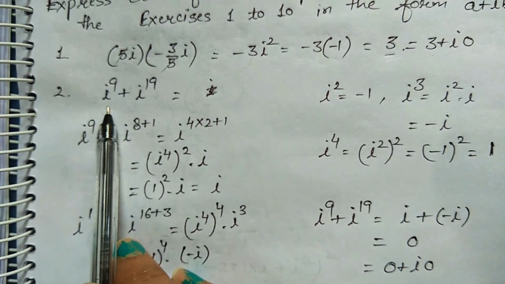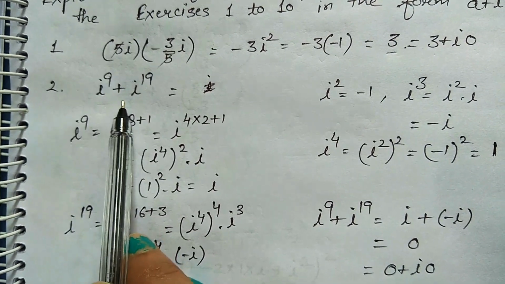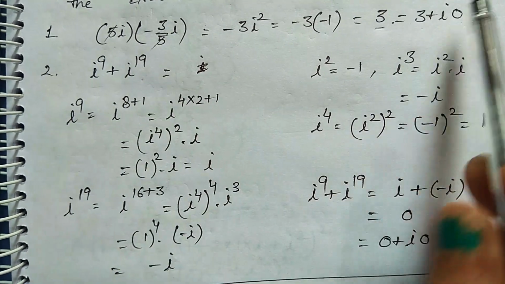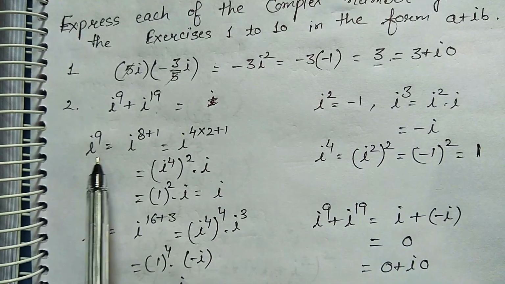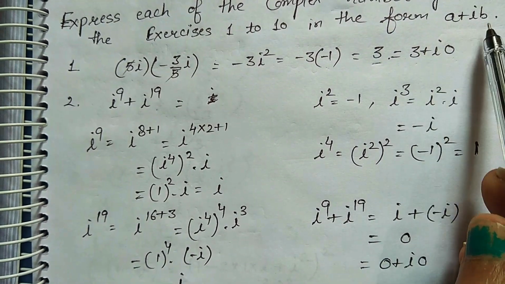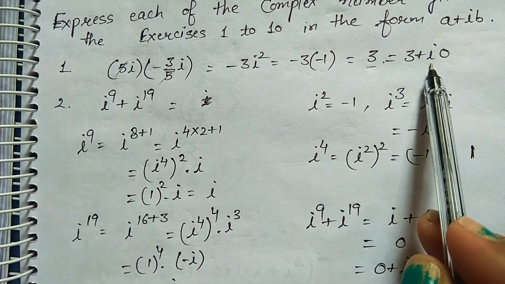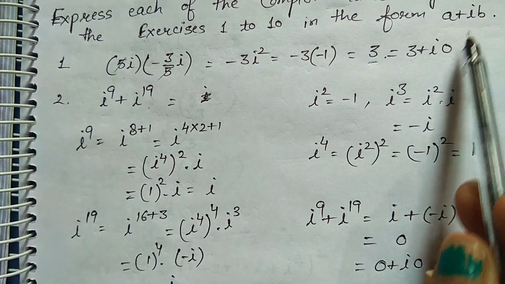Now the second question: iota power 9 plus iota power 19. We have to find the value of this and write it in the form of a plus iota b. Here a means the real part and b means the imaginary part. So same here, 3 we can write as 3 plus iota 0, where a is 3 and b is 0.